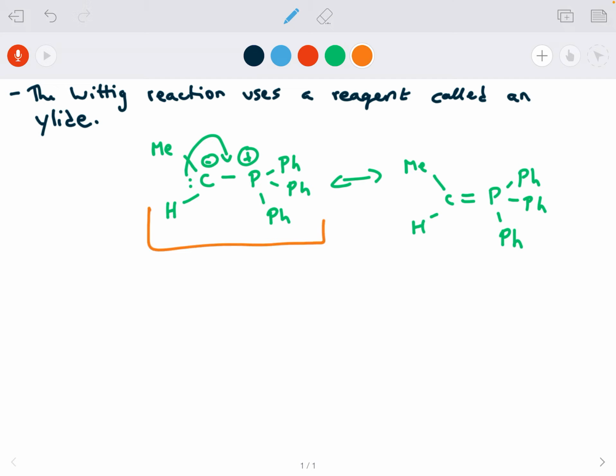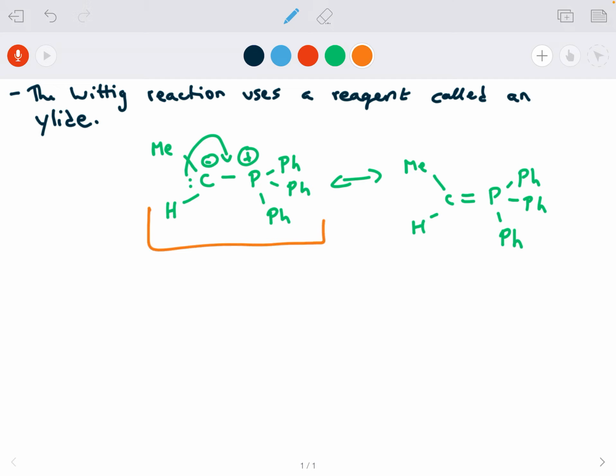Right, carbon and phosphorus are very different sizes. Phosphorus is a bigger atom. Because of that, the p orbitals of phosphorus are larger than those of carbon, so there's not very good overlap between the phosphorus and the carbon p orbitals. So if there's not good overlap, you're going to have trouble forming that double bond. Right? So that's the reasoning you have the negative and the positive formal charge next to each other.